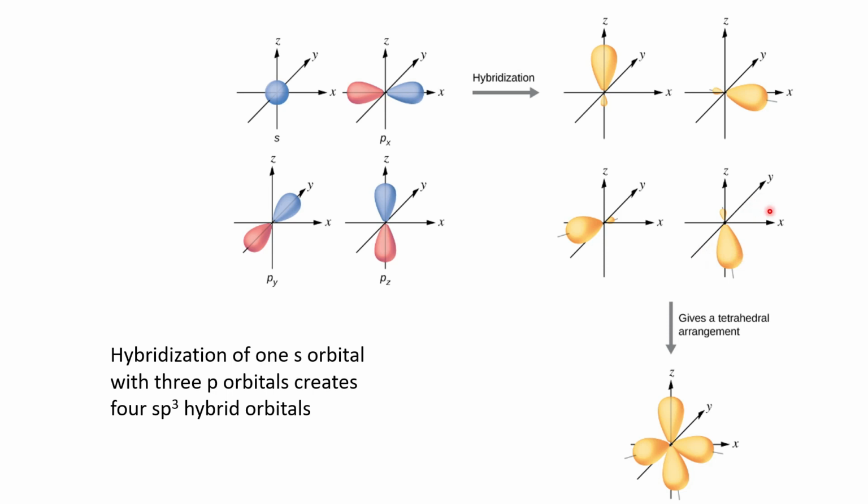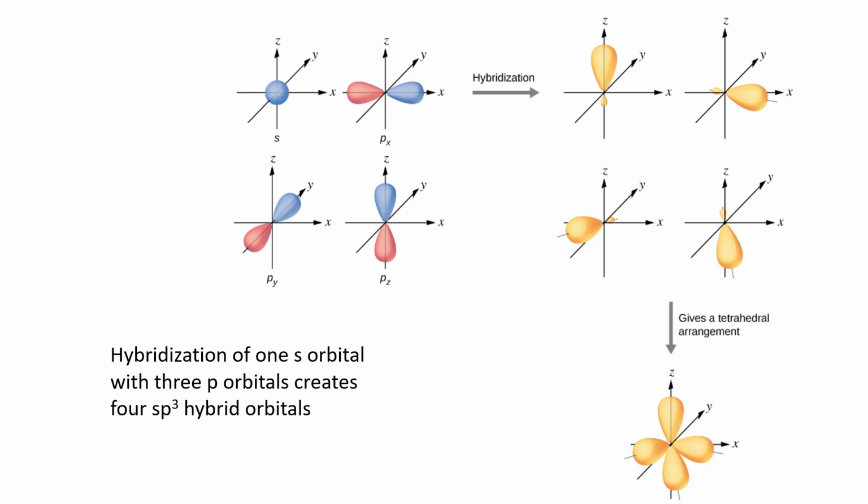Again, the crux of the question is what happens when all of these orbitals come together? What is the geometry? And this gives the tetrahedral arrangement. Again, embedded in here are the smaller lobes, but I won't make the picture any more complex than it is.